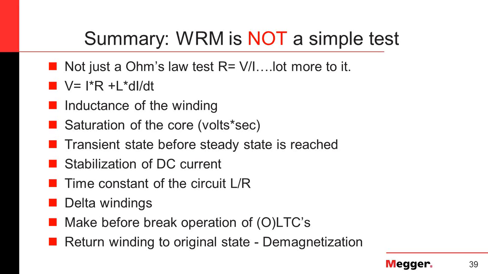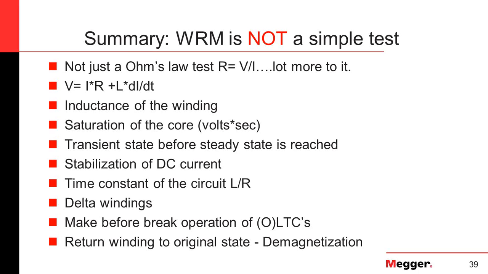As a summary, winding resistance measurements are not simple. We do not use AC, we must use DC, and in doing so, we now have the resistance that must be sorted out from the inductive effects of the winding. Important: saturation of the core. That is key to the beginning stages. Volts times seconds is a rule: if you look at a transformer, its winding voltage will determine how long it will take you to saturate it. It must be stable before you can achieve readings, and you cannot do anything until that time is reached.